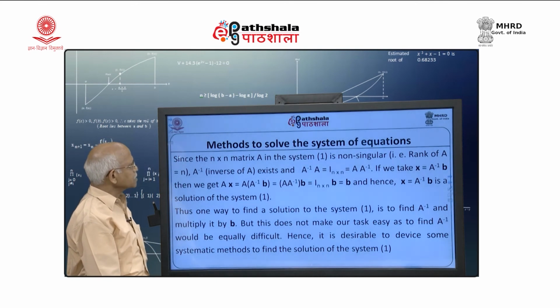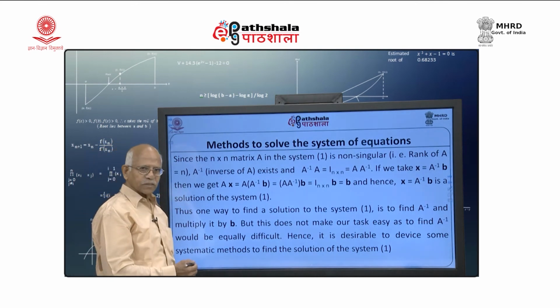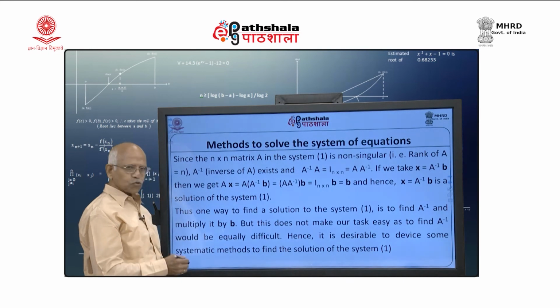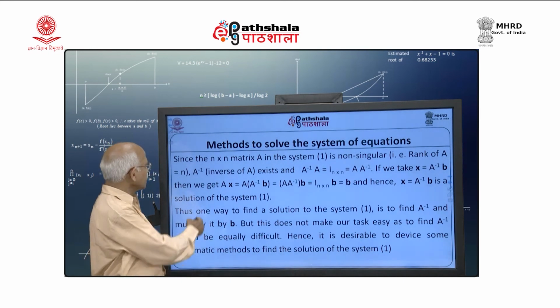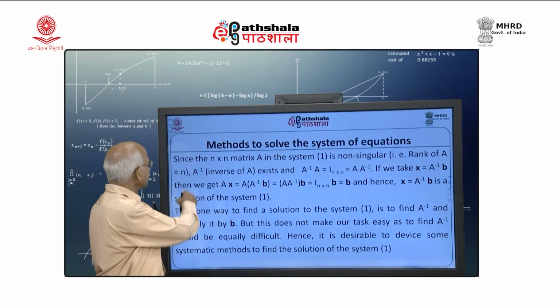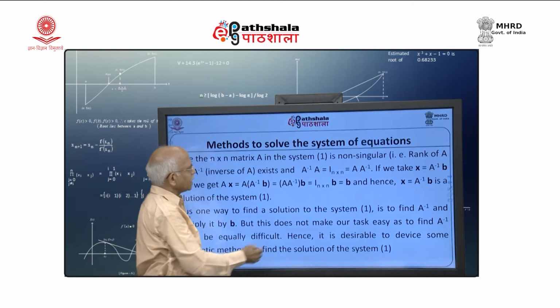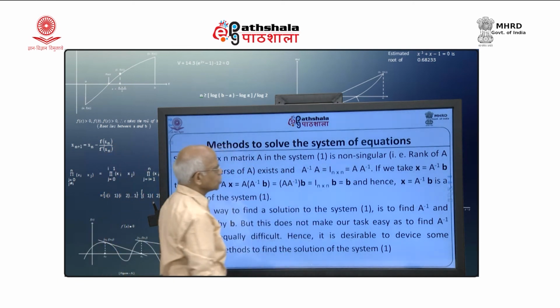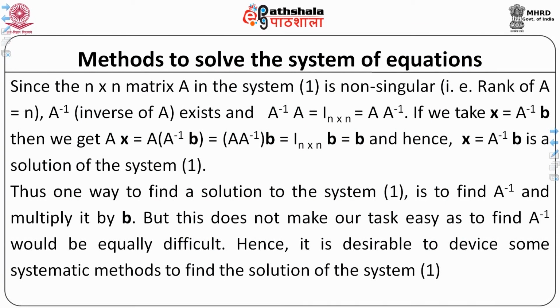So, what kind of methods are available to us for solving such a system of equations? If we use matrix theory, then there is a simple way to do it. Since the n cross n matrix A in the system is non-singular, that is rank of A is equal to n, A inverse exists, and A inverse into A is equal to the identity matrix of order n, and that is same as A into A inverse.